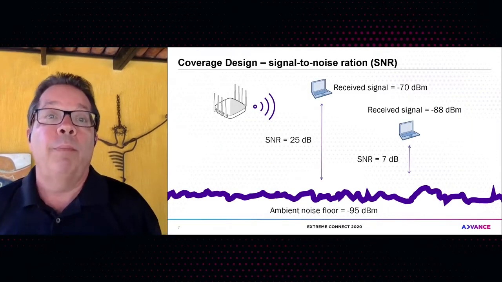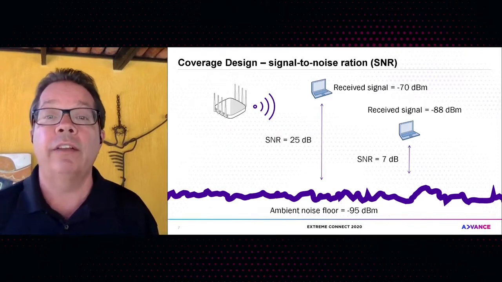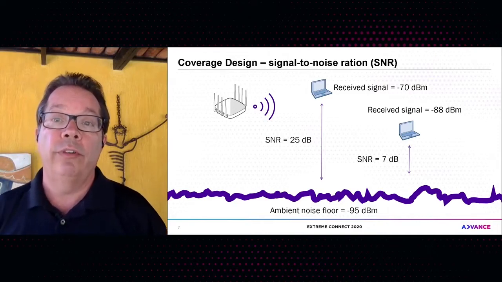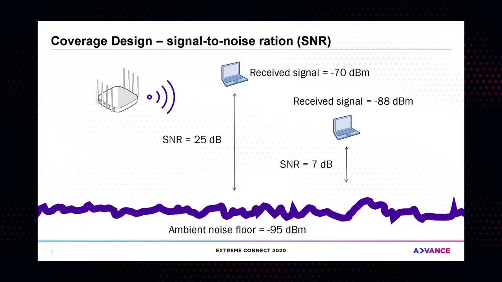Now, there's even more important metrics in my mind, in the eyes of the client, and quite frankly, from the access point as well. And to me, the most important one is the signal to noise ratio. The signal to noise ratio is not really a ratio, it's a comparison. It's a comparison of the received signal to what is known as the ambient noise floor.